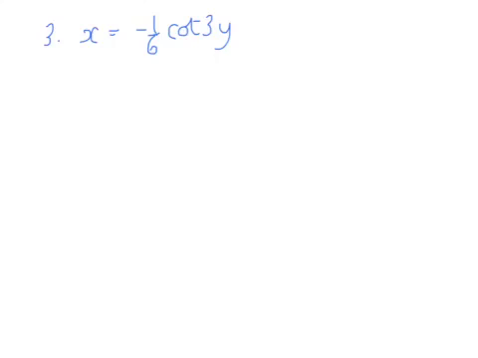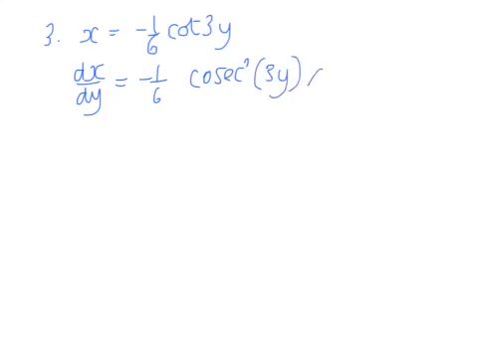Okay, trig one this time. So we've got x is minus a sixth cot 3y. So hopefully you remember the differential of cot of x. So we've got dx by dy is going to be minus a sixth cosec squared of 3y, and then we've got to multiply by the differential of 3y, which is just 3. So our 3 will cancel with the minus 6 to give us a minus a half cosec squared of 3y.